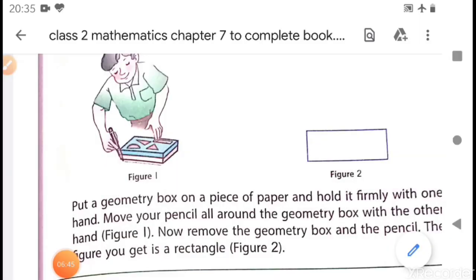Now children, let us do some activity. You can put your geometry box or matchbox on a piece of paper and hold it firmly with one hand. Okay, hold it firmly so that it does not move. Then take your pencil in your other hand and move your pencil around the geometry box or matchbox, whatever you have taken.